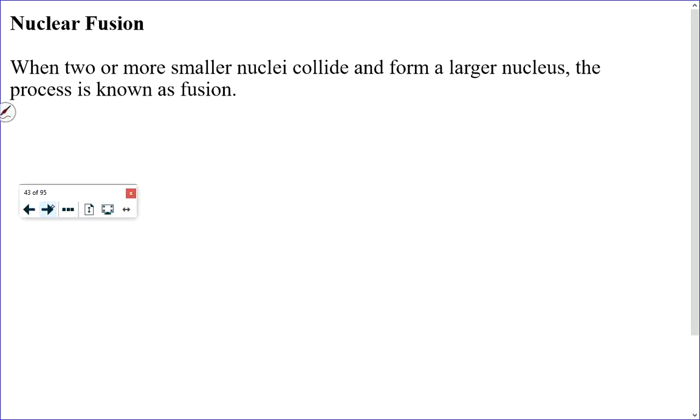So sometimes a single nucleus like uranium-235 is more stable if it's in smaller pieces. And if it is, then fission happens. But sometimes smaller nuclei are not as stable as when they are together. So the reason why fusion happens is for the same reason that fission happens. It becomes more stable. But there's a catch.